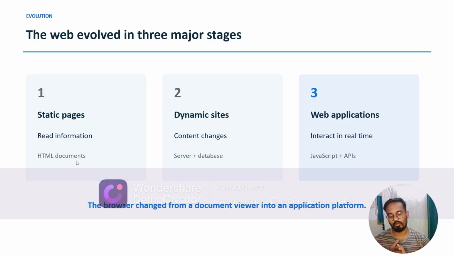The web evolved into three stages. The first is static pages, then came dynamic sites, and the third was web applications. The first one, as the name itself says, is static pages. For example, websites were primarily built on static pages.